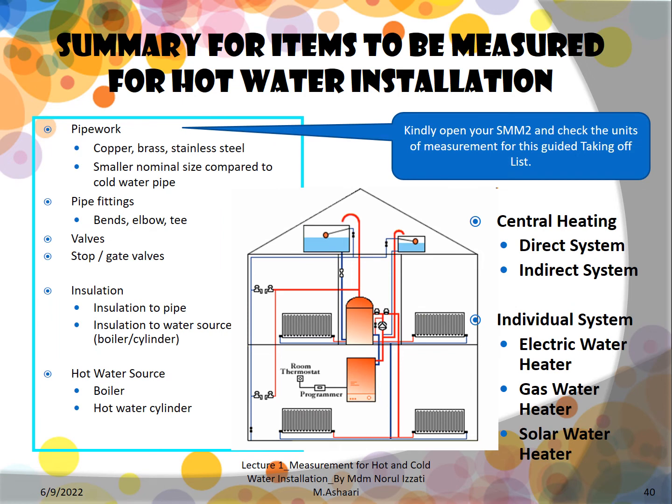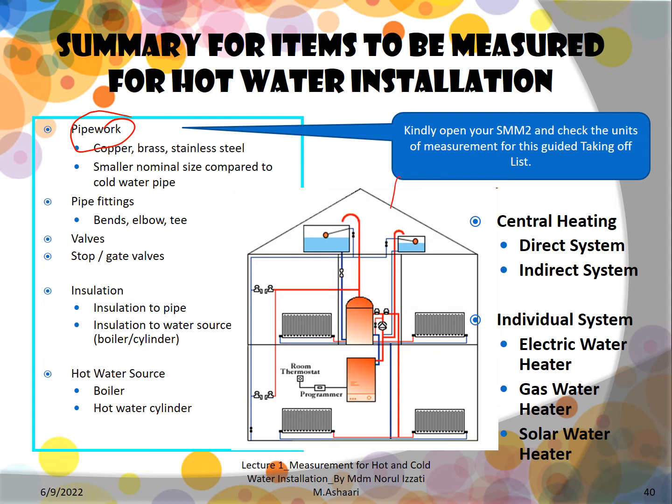Now let's focus on the item to be measured for the hot water installation. Principally, the items are similar except for the insulation and for the equipment and ancillaries. If you look at the first item, this is similar to what we discussed before. We have the item to be measured for the pipe work. So you have to check every single drawing, because sometimes the system has both. Sometimes the system shows only one, and then you have to refer to another drawing for the hot water system.